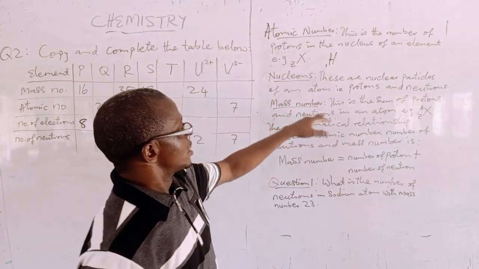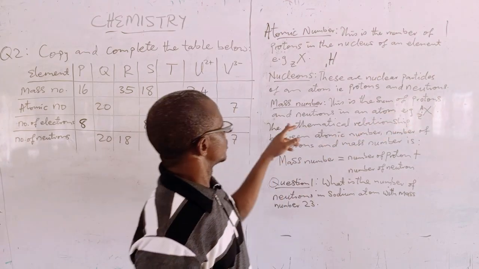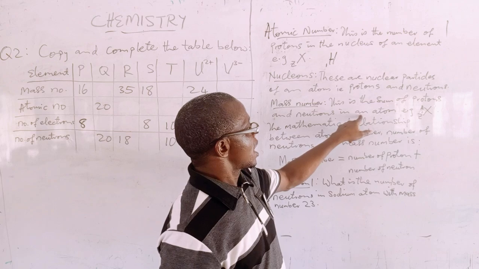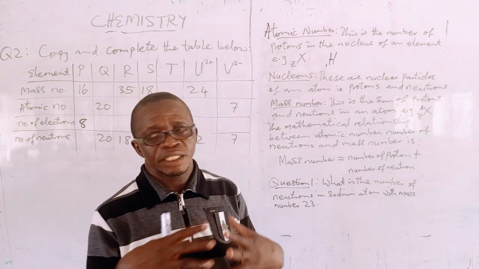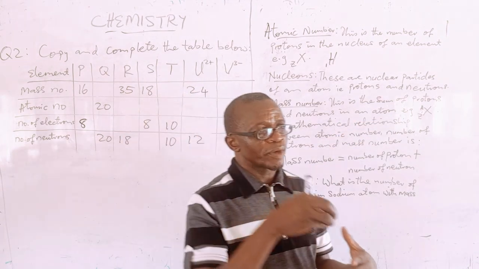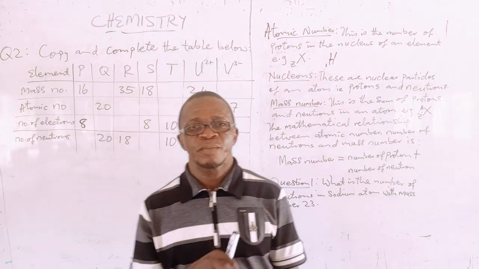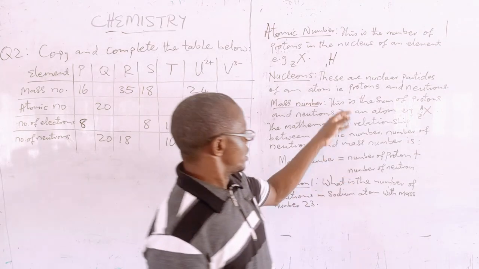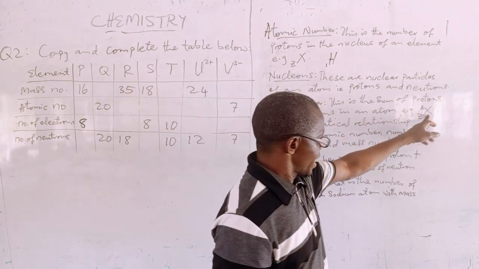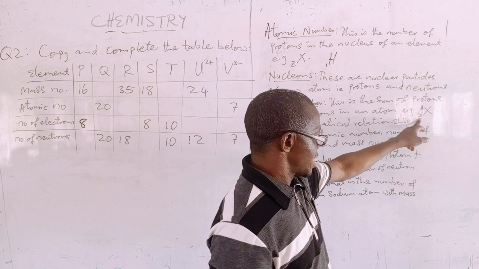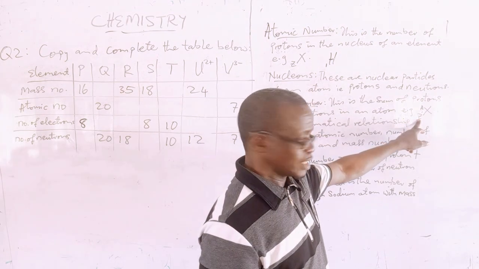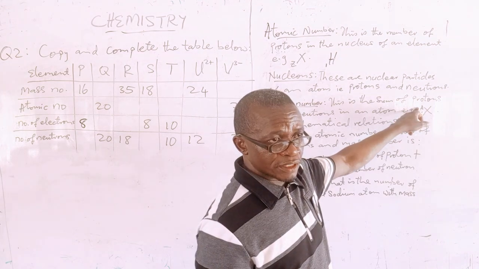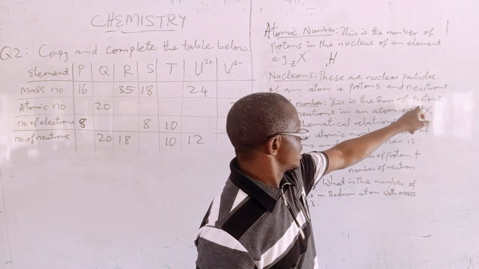Now let's move to mass number. This is the sum of the protons and the neutrons in an atom. When you add the number of protons you have in the nucleus and the number of neutrons in the nucleus, you have the mass number. For example, X is an element, Z here is the atomic number of that element, and A is the mass of that element. So this is the mass.